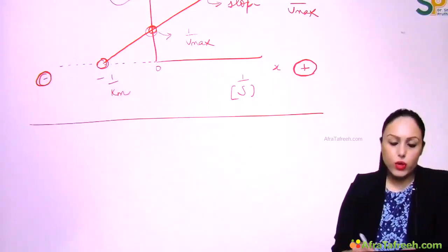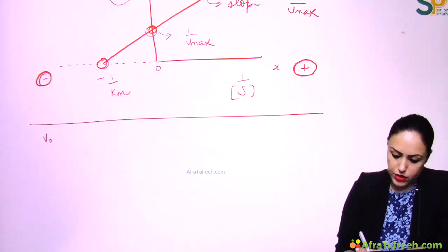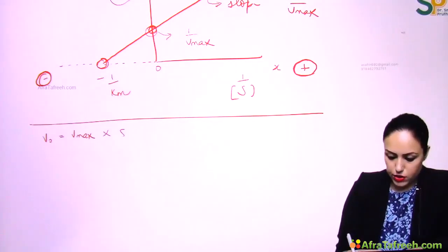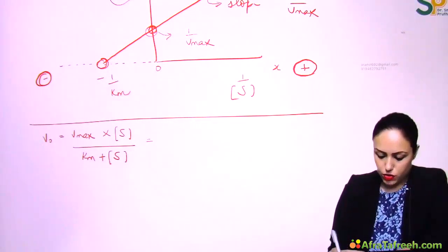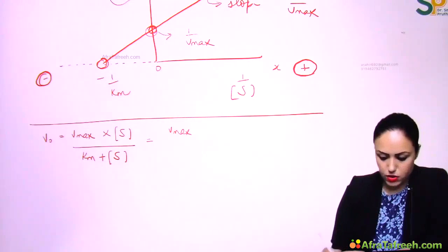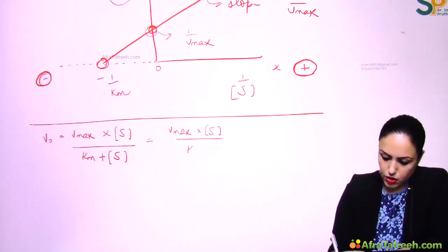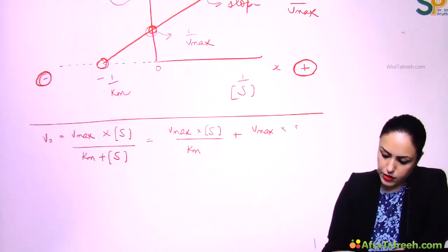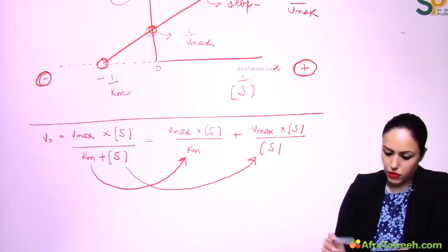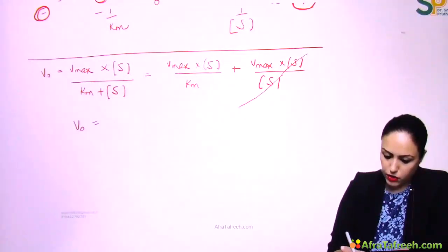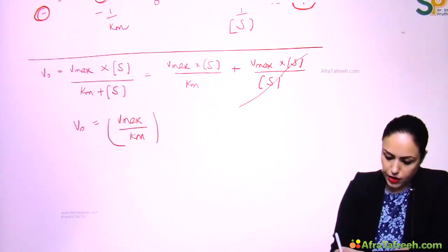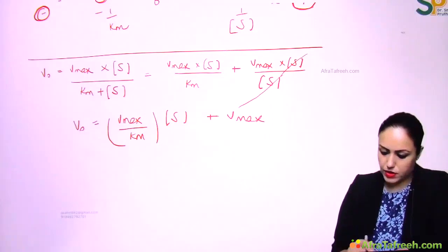Now, for the Michaelis-Menten equation, let's take the reciprocal of that equation. First, I'm going to write the Michaelis-Menten equation. V naught is equal to Vmax into substrate concentration divided by Km plus substrate concentration. So the equation is Vmax into substrate concentration divided by Km plus Vmax into substrate concentration divided by substrate concentration. Once I have taken Km and once substrate concentration, and the upper part is the same. So here you can cancel substrate concentration. So what we get? V naught is equal to Vmax by Km into substrate concentration plus Vmax, right?